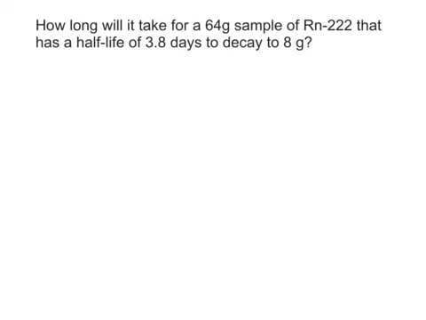Okay, here's another example, and this will be the last example that I show you. Again, let's look at the numbers that are non-essential. So you've got radon 222, that's just the name of the isotope that we're working with. The numbers that are important are the amount, which is 64 grams, and the half-life, which is in days, and a final amount. So they're asking me for time in this question. They want to know how long, so that's time, how long it'll take for a sample of 64 grams of radon to decay to 8 grams.